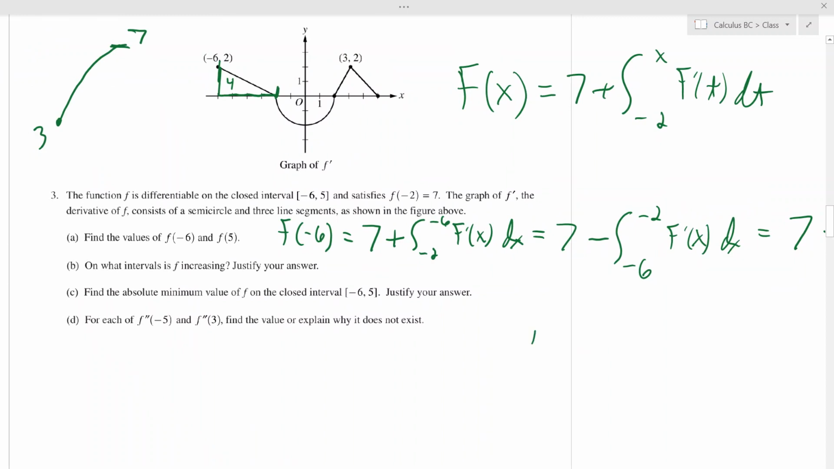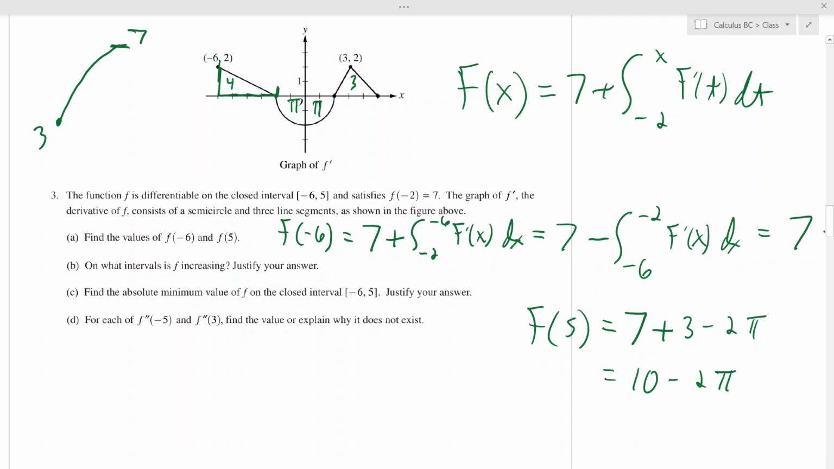To get f of 5, it's 7 plus the integral. The area in each of these little quarter circles is a pi, okay, a pi is pi. And the area in this triangle is 3 times 2 times a half, which is 3. So it's 7 plus 3 minus 2 pi, which is 10 minus 2 pi.